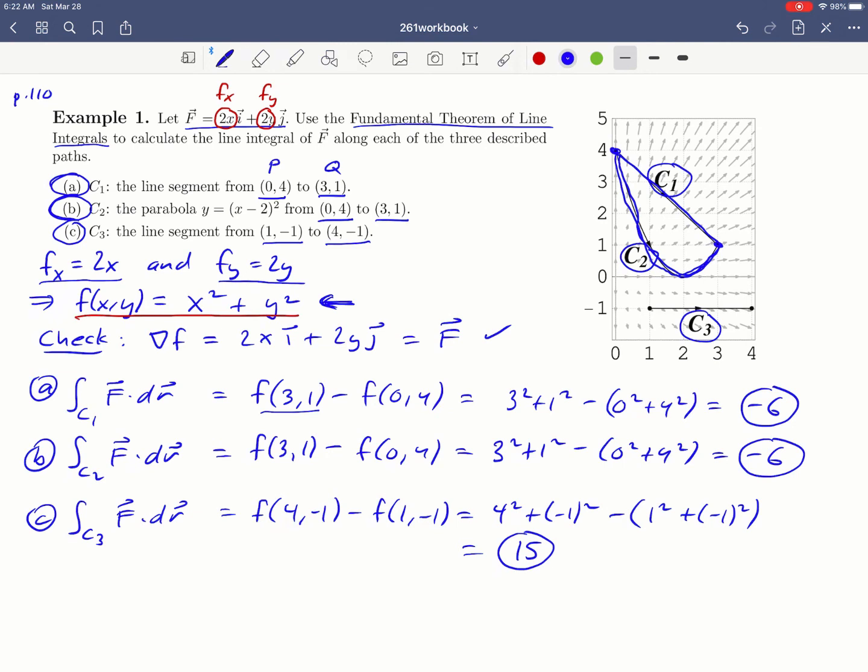Notice there wasn't a lot of calculation that we had to do. We didn't have to do any parameterization, really. The only real work that was involved here was finding this potential function.